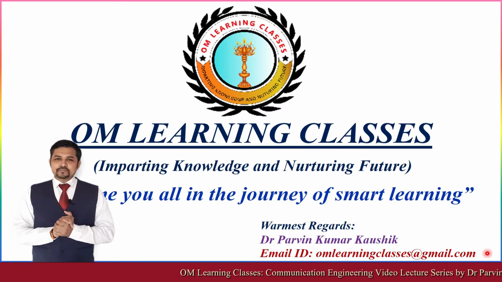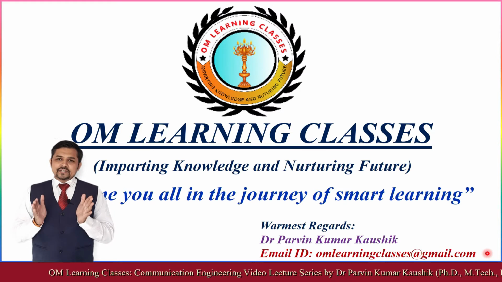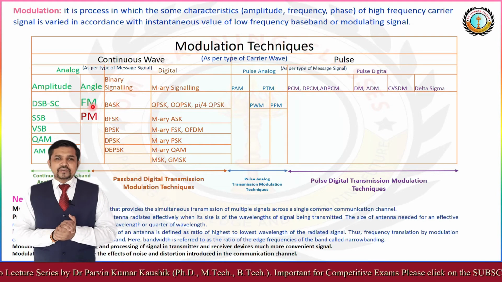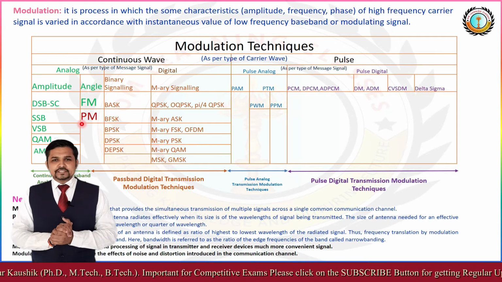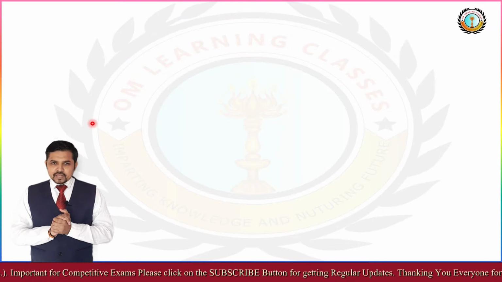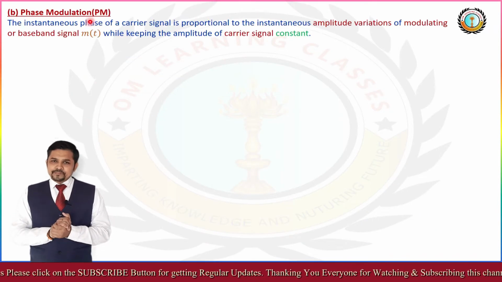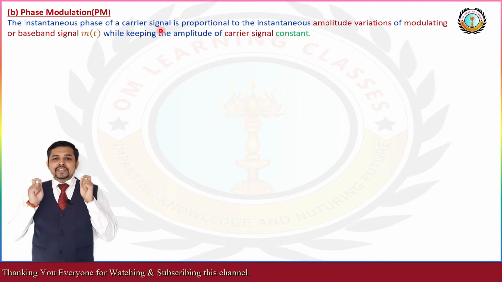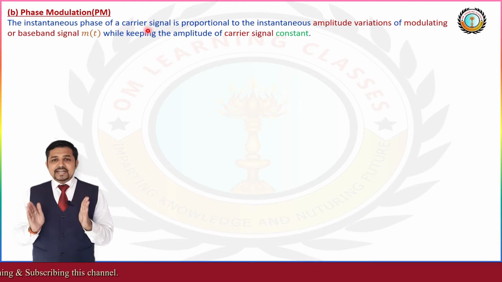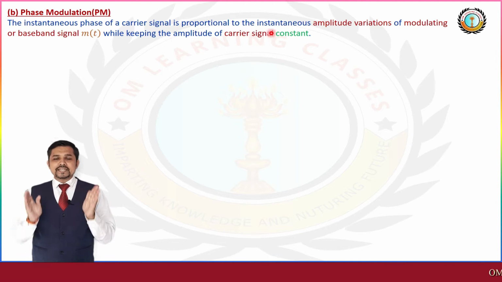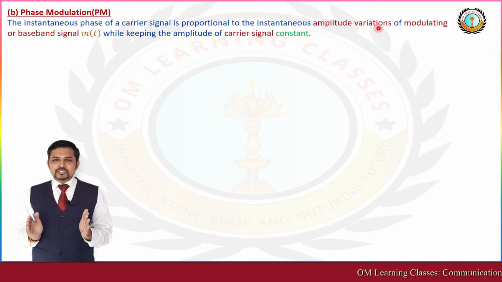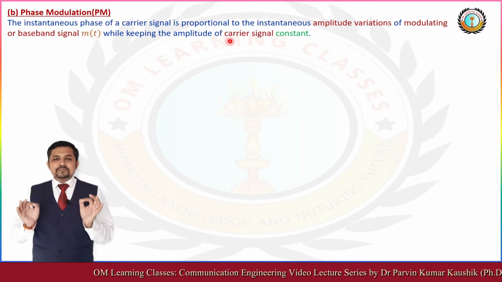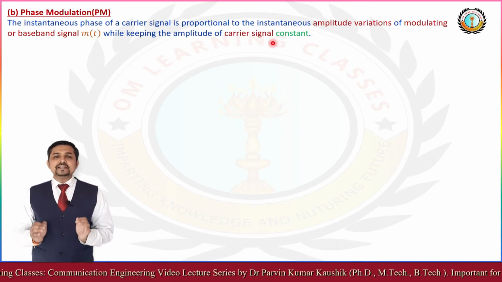So in continuation with the previous lecture, we already covered the basic representation of frequency modulation. So in this lecture, we take another type of angle modulation, that is phase modulation. As per the definition of phase modulation, the instantaneous phase of the carrier signal is proportional to the instantaneous amplitude variation of the modulating signal or baseband signal, while keeping the amplitude of the carrier signal constant.